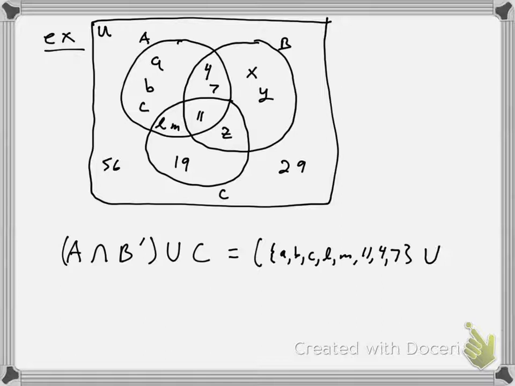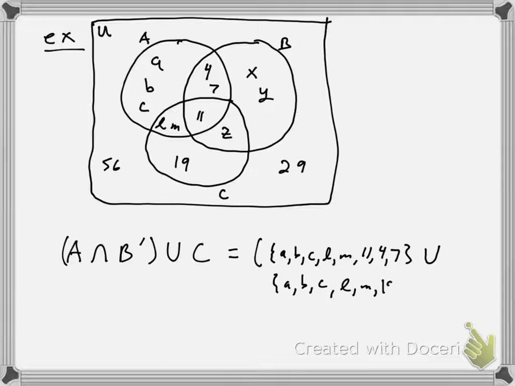We're out of room. That's okay. We can wrap with B complement. Okay? That's everything outside of B that's in the universe. So basically, we're just going to cross out the whole B circle and take all the other things outside of it. Okay? And so all the things outside of B are A, B, and C. L and M are outside of B as well.